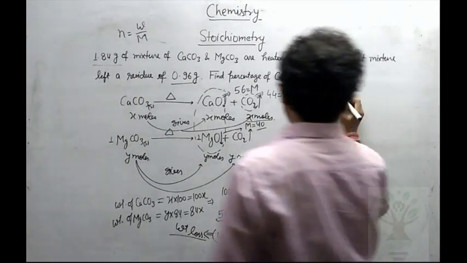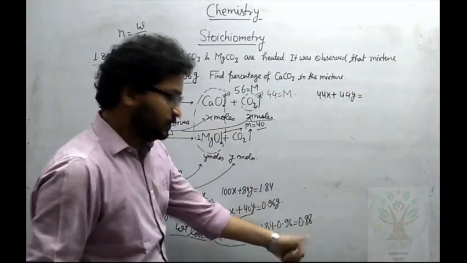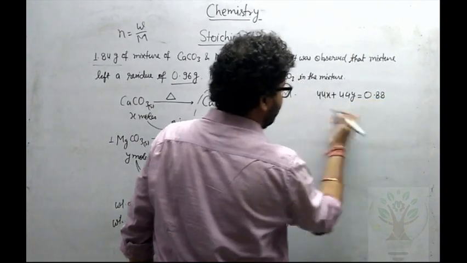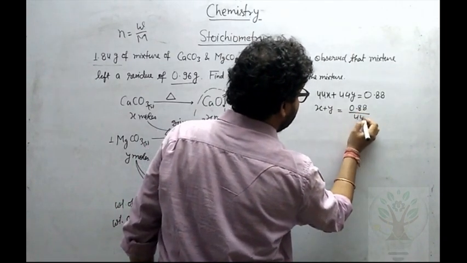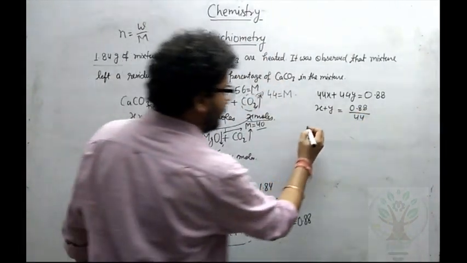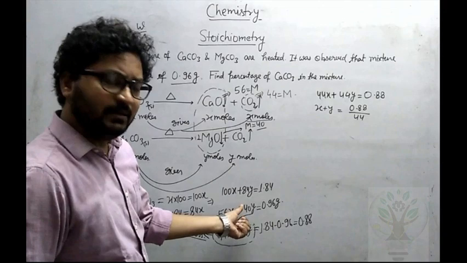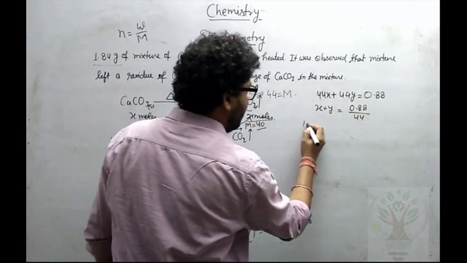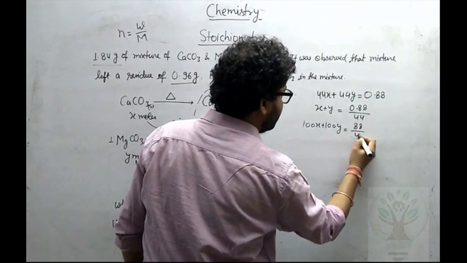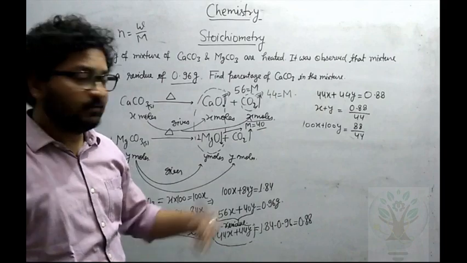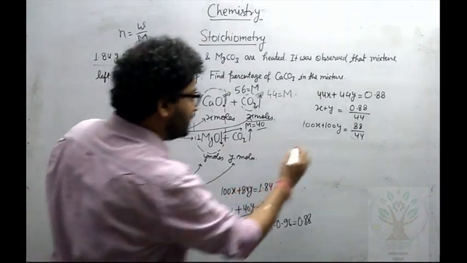Now, let's see. 44x plus 44y equals 0.88, which means x plus y equals 0.88 divided by 44. Now, let's multiply this equation by 100. So what will we get? 100x plus 100y equals 88 by 44. 0.88 will become 88 once you multiply by 100. Now let's see, one more relation is there.